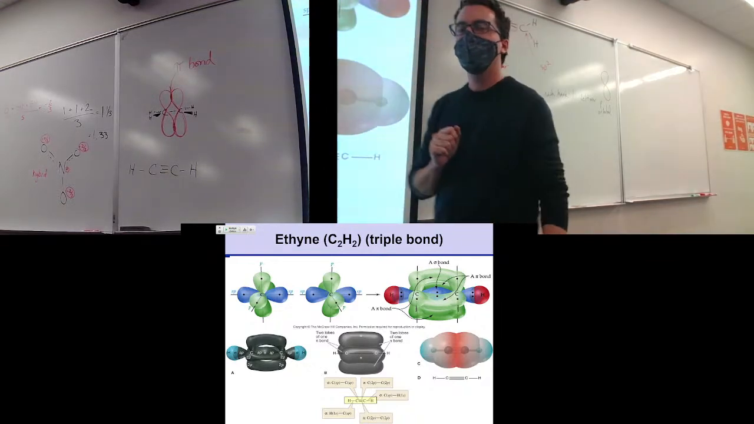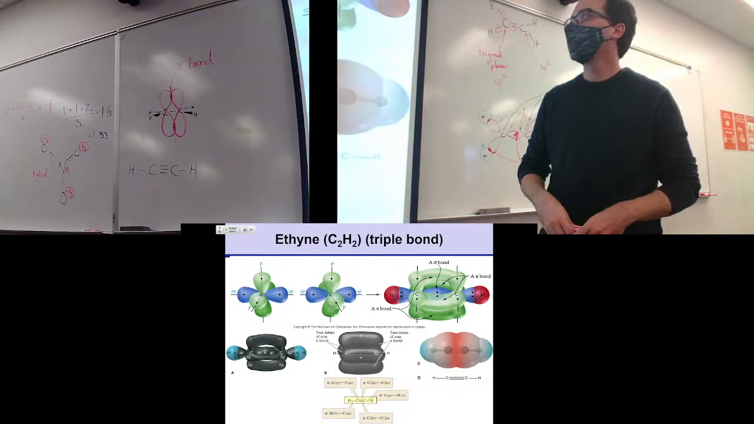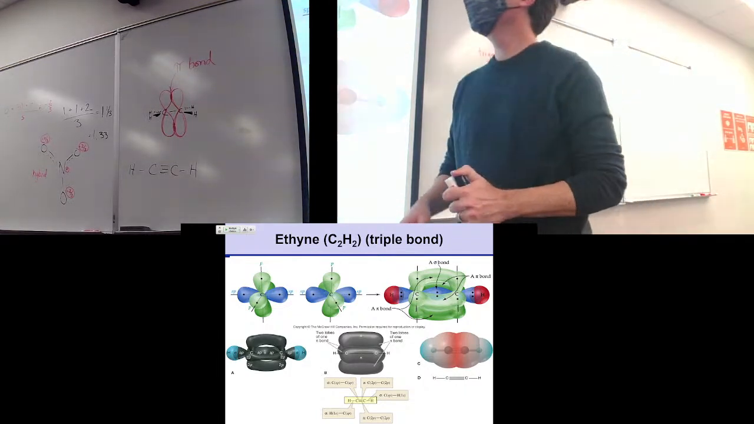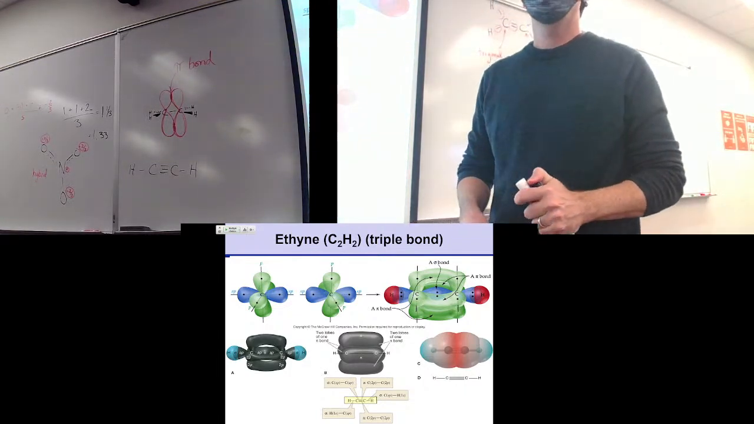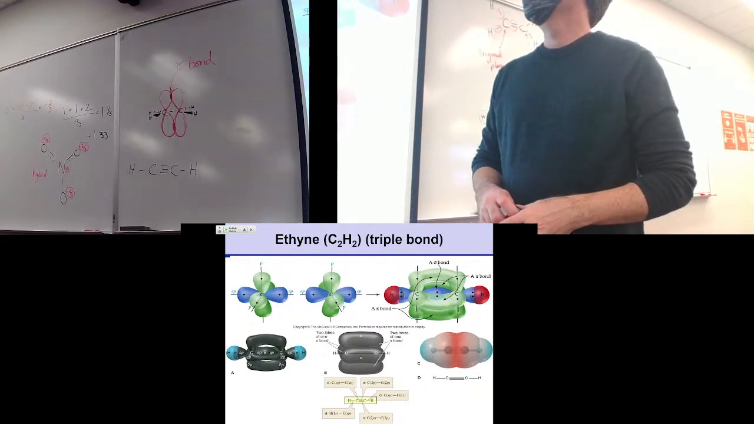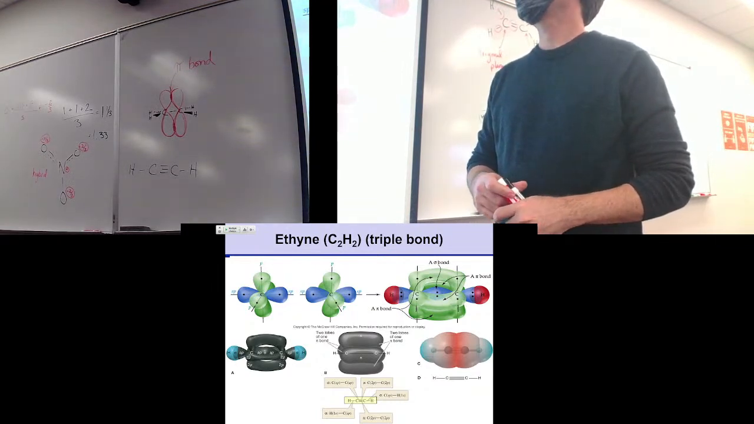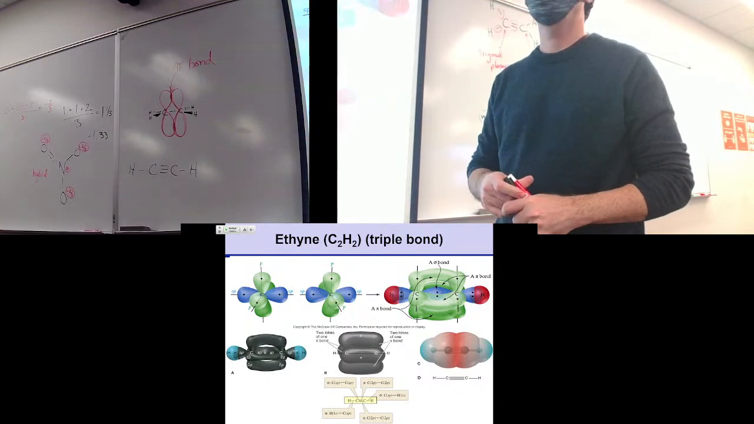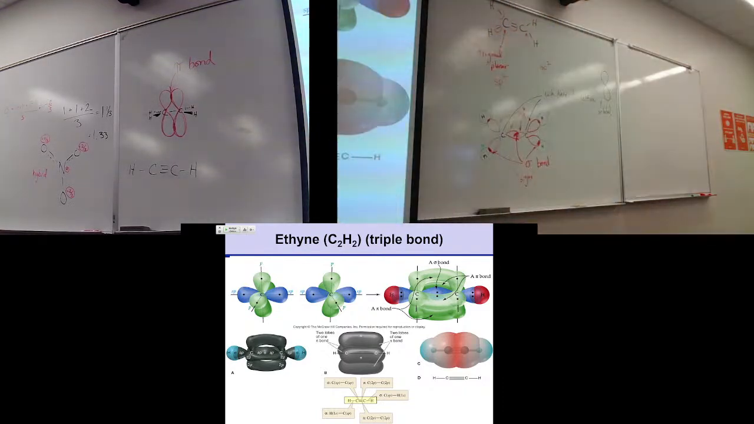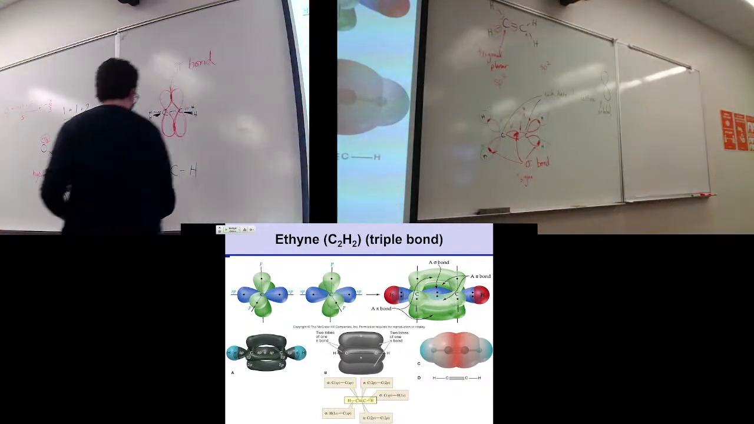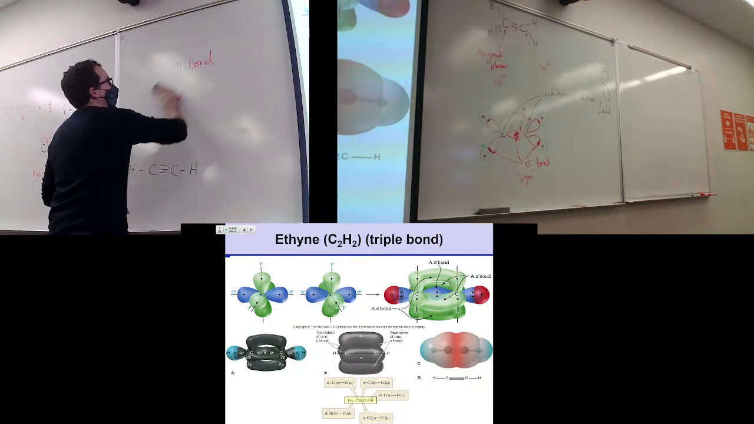Yeah? So, in that first picture on the left, top left, it's got the sp is only one p orbital, but the other two in each of them are just p orbitals. So why does that happen? So I think probably the sp hybridization is probably the easiest to visualize.